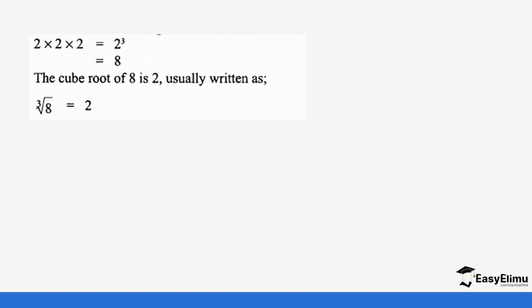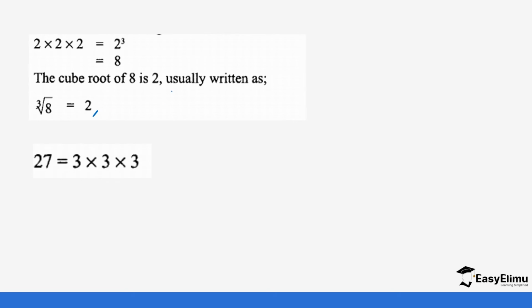When you look at a number like 2 times 2 times 2, to form power 3, that is a cube of 2, which is equal to 8. That is what we said the cube of 2 is. When you multiply 2 by itself 3 times, you form 8. If you were to look for the opposite of cube, which is a cube root, when you look at the cube root of 8, it means we need to get that number that, if you multiply it by itself 3 times, is going to give you 8, which is 2.